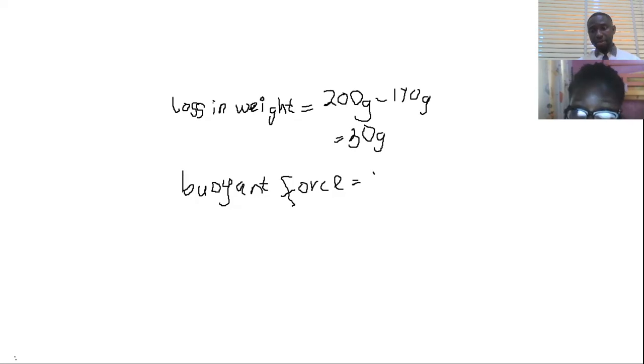Remember, force is equal to MA. Now, it will still be the same thing, but the thing we should understand is that buoyant force and upthrust are the same thing, and that would also be equal to the weight displaced, which is the loss of weight.